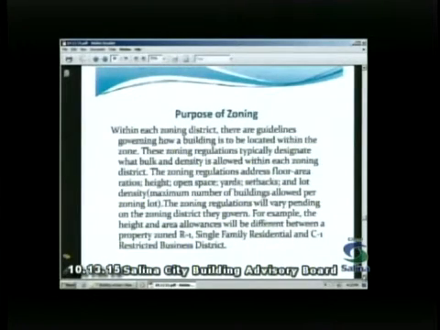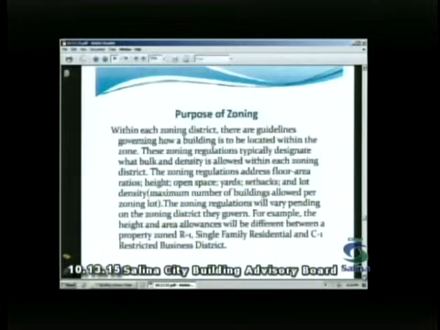Within each one of these zoning districts, there are guidelines governing how a building is to be located within the zone. They typically designate what bulk and densities are allowed within each zoning district. Zoning regulations address floor area ratios, height, open space, yard setbacks, lot density. Basically, your maximum number of buildings allowed per zoning lot.